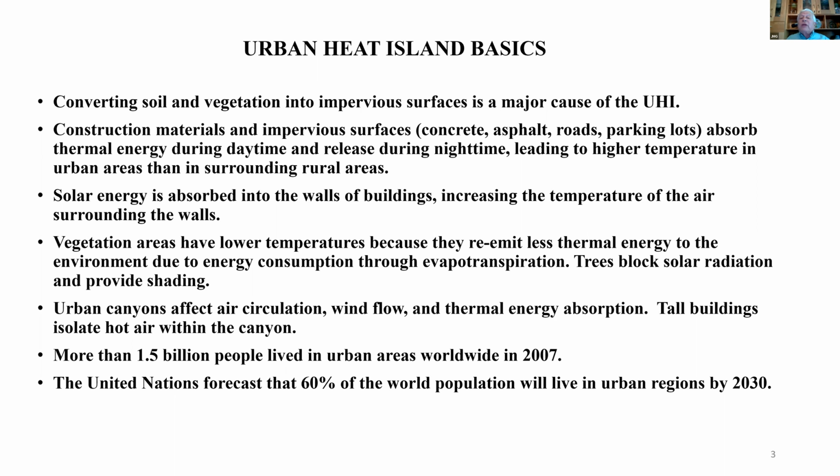Also, solar energy is absorbed in the walls of buildings, and that increases the temperature in the air surrounding the walls. On the other side, vegetated areas have lower temperature because they re-emit less thermal energy, because they use part of that thermal energy for evapotranspiration.